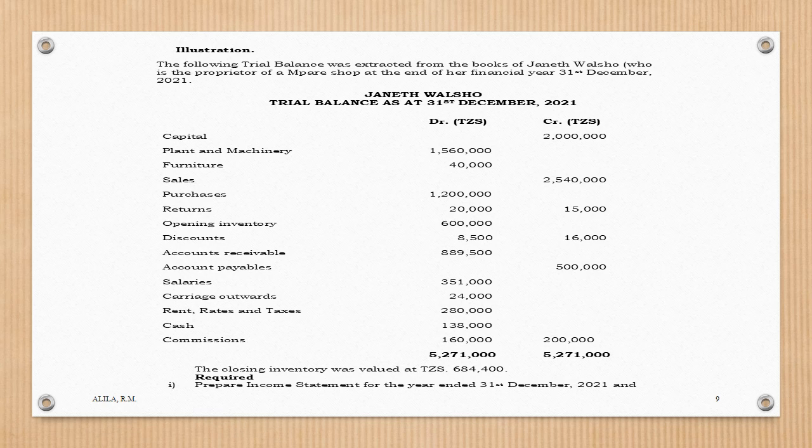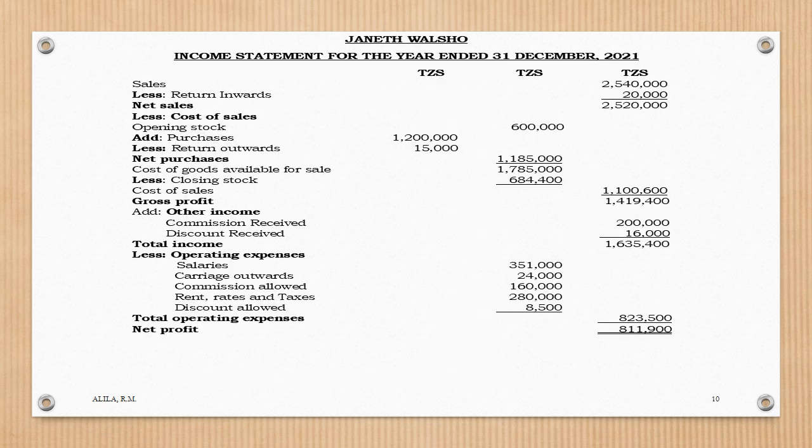Accounts payable and accounts receivable, these are personal accounts, and they go directly to the statement of financial position. Salary, carriage out, rent, these are nominal, and they go directly to the income statement. Cash, this is a real account, and it goes to the statement of financial position. Commissions, these are nominal accounts, and they find their way to the income statement.